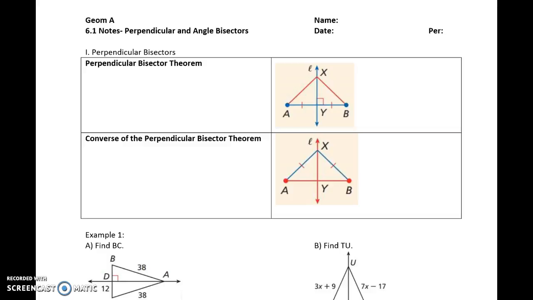We're going to kick off this unit talking about bisectors of triangles. There are two particular bisectors we're going to be looking at, the perpendicular and the angle bisectors. So we're going to start off with the perpendicular bisector theorem.